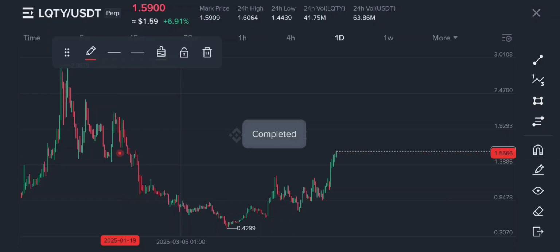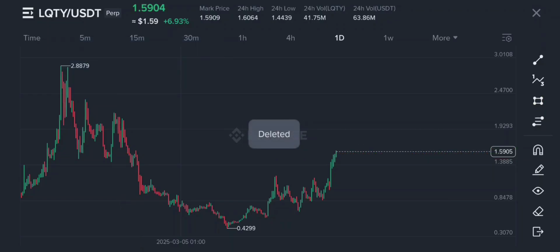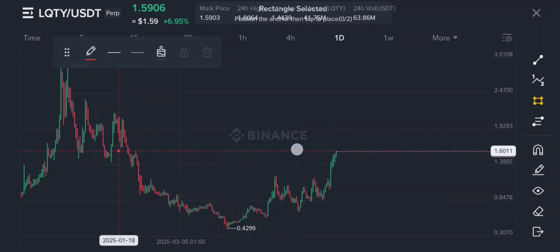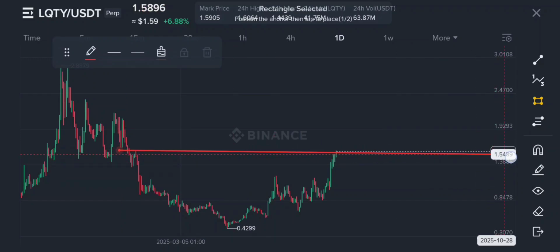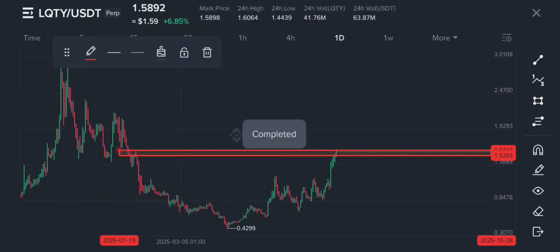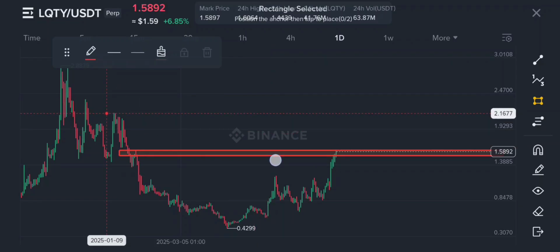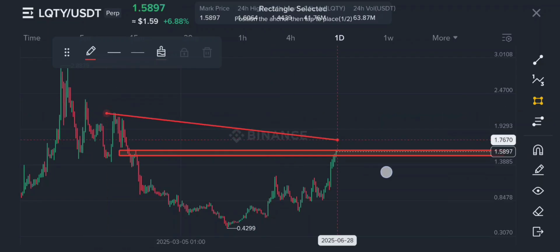So here is my point of interest. I basically want to take out some liquidity points, areas of liquidity. I can mark out this area like this. Yeah, this is an area of interest. I can mark out another area here. Yes, there should be another area of interest.